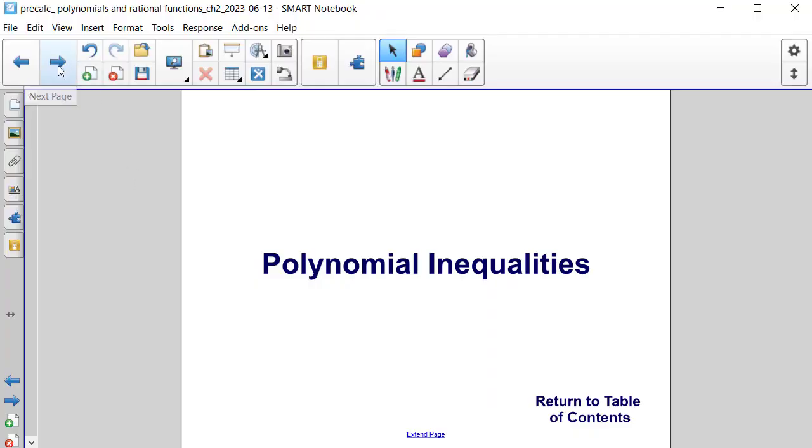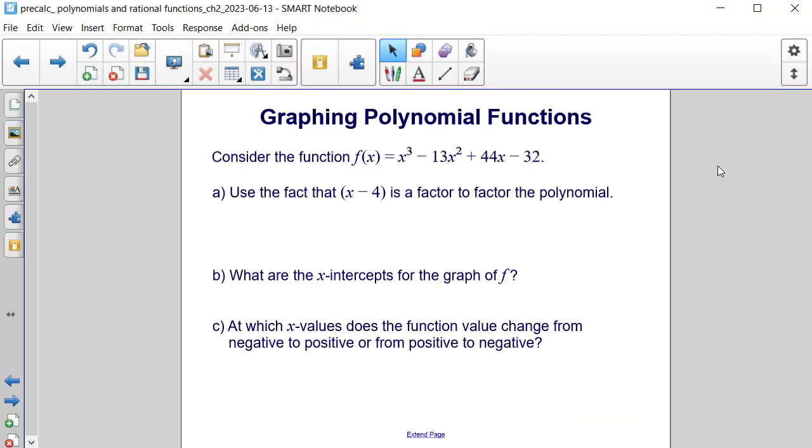Polynomial inequalities. Let's first consider what graphing polynomial functions will reveal. Consider the function f of x, which is equal to x cubed minus 13x squared plus 44x minus 32. Use the fact that x minus 4 is a factor in order to factor the polynomial. And after we're done factoring, we're going to identify the x-intercepts of the graph.